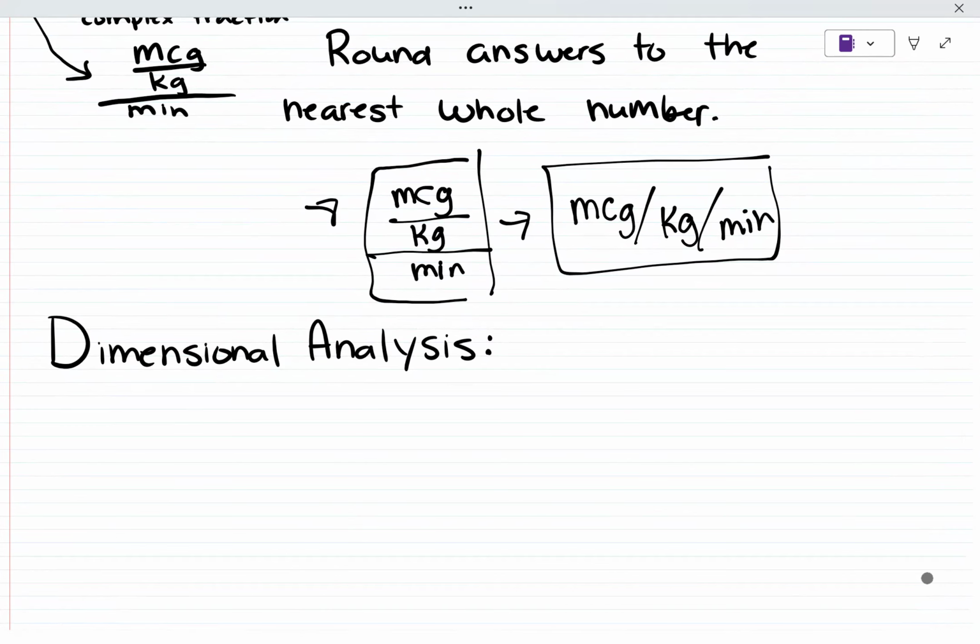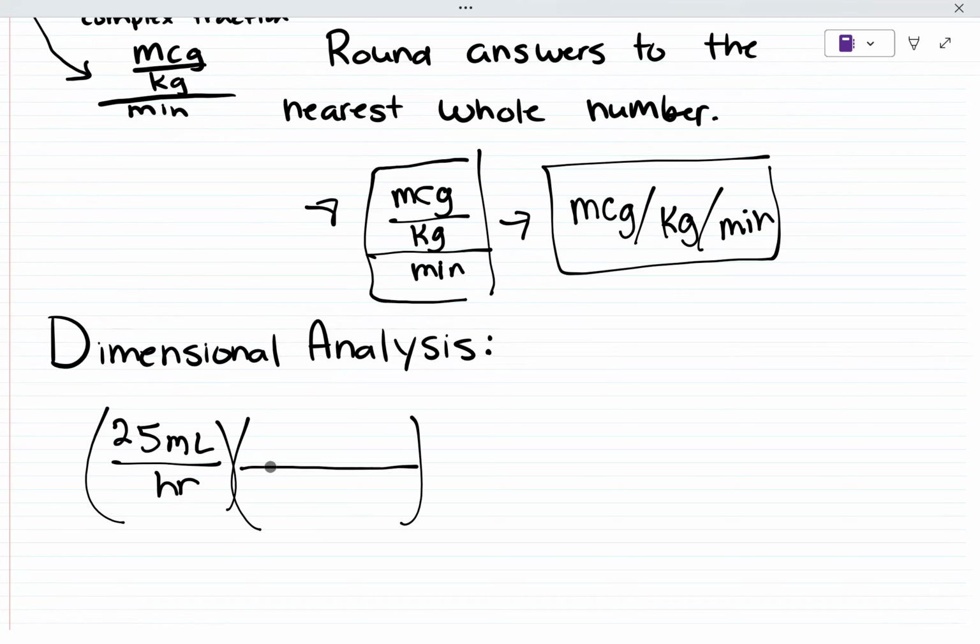Start with what you have. We're saying that your 60 kilogram patient has dopamine of 400 mg in 250 milliliters D5W, and it's running at 25 milliliters per hour. So what I'm going to do is start with the 25 milliliters per hour, times, and we know that for 1 hour, there's 60 minutes.